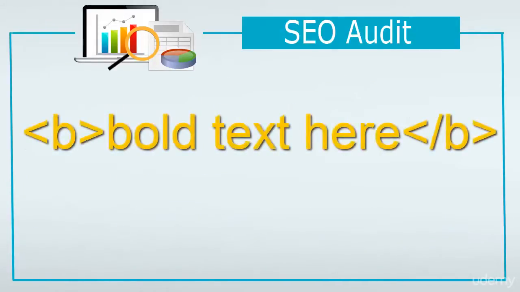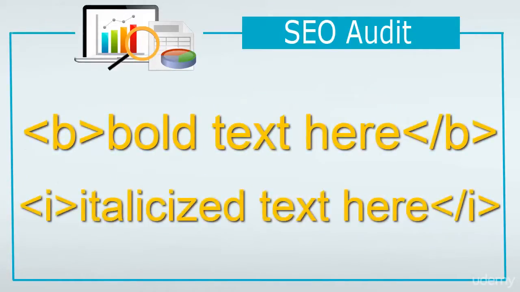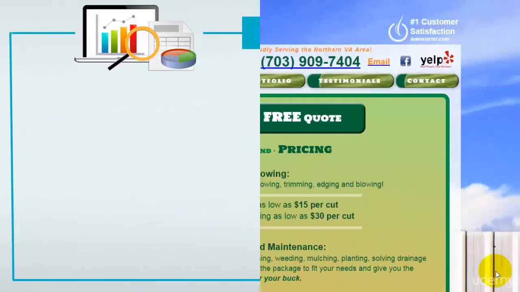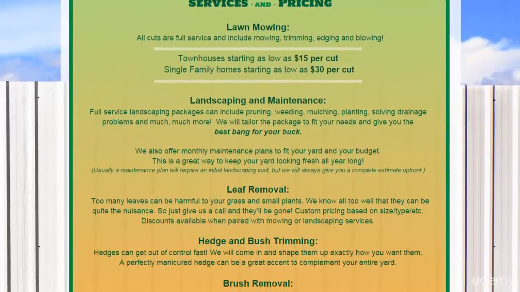Bolding or italicizing text tells search engines what is important on the page, what is included on this page. So if there are places within your content where you list keywords, such as here we have landscaping services, we may want to bold that or italicize it. Now this does not mean go through and bold or italicize every single keyword. Highlight it where it's important, and you can do that a couple times in a page.